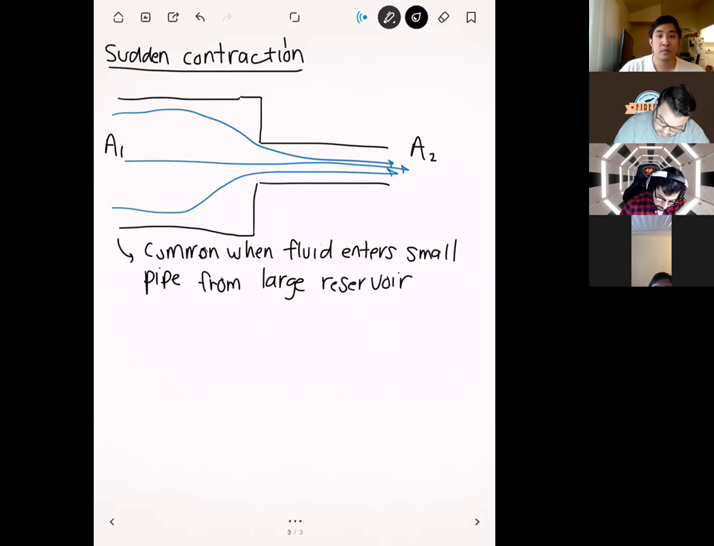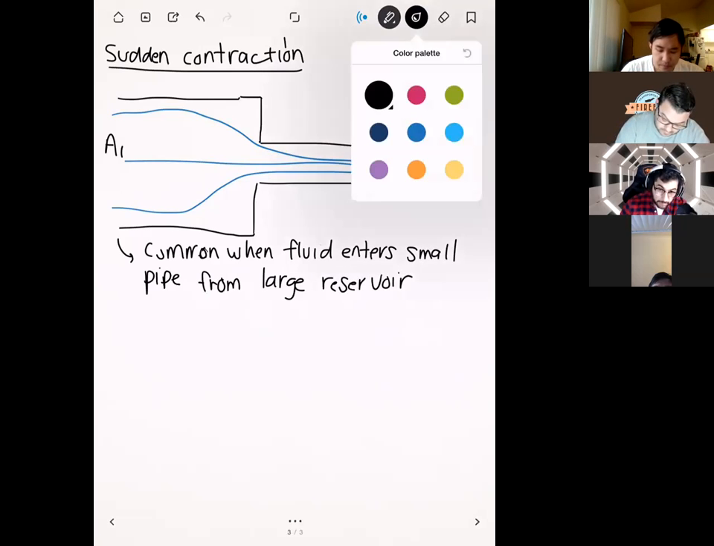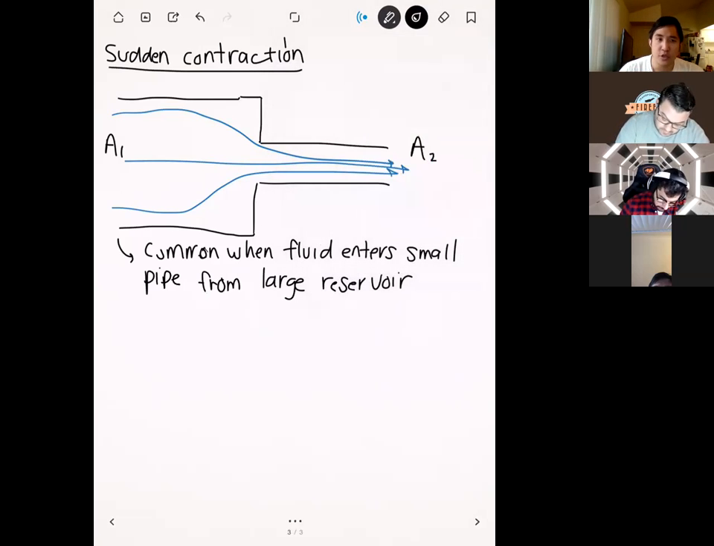And so you'll see pipe flow problems where I'll have a large tank of fluid, and then there'll be a small pipe. As the fluid goes from the large tank into the small pipe, you need to account for some of the minor losses that occur from this. What's unique about the situation is that the loss coefficient that's computed actually depends on the ratio between A2 and A1.